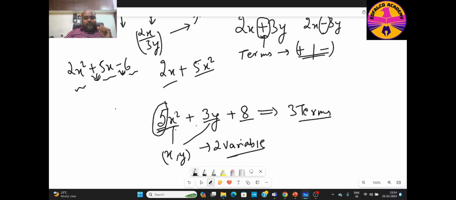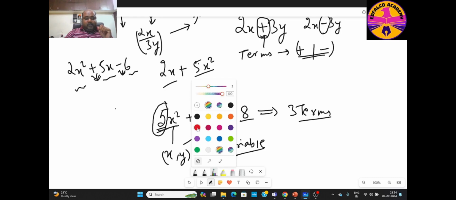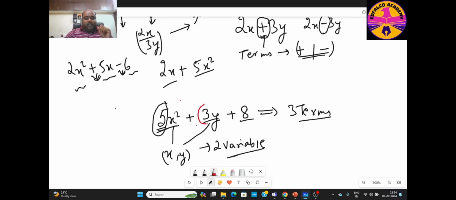So for example, in the first term, you see there is a constant 5 which is getting multiplied with x square. Same way, if you look at another one, in this scenario, you see there is a 3 getting multiplied with y. And then there is 8, which is a constant term. It's called a constant term because it doesn't have any variable associated with it.